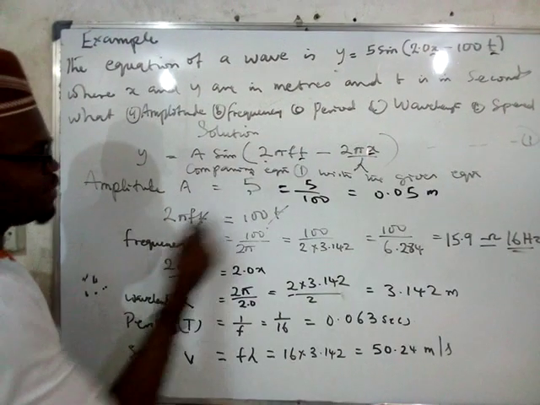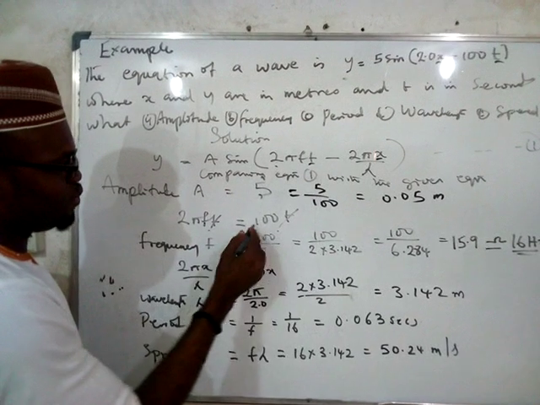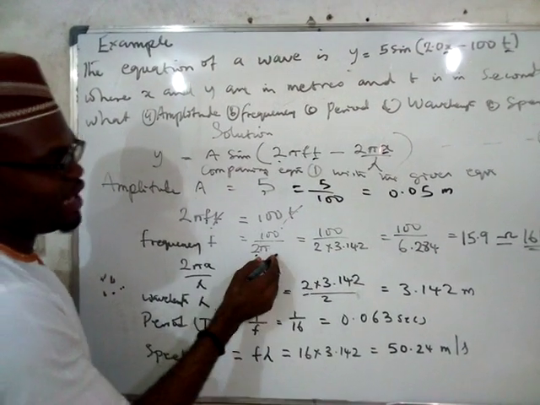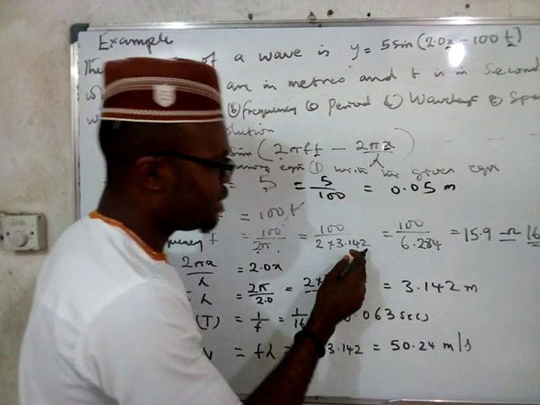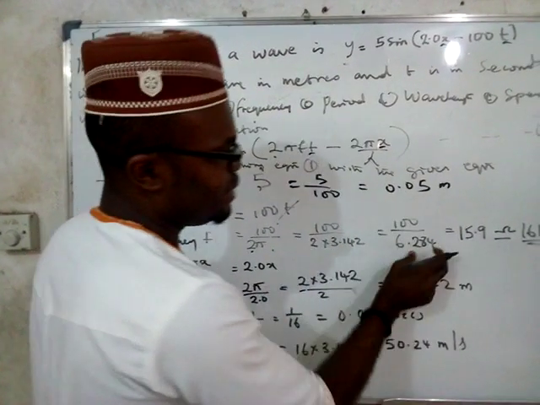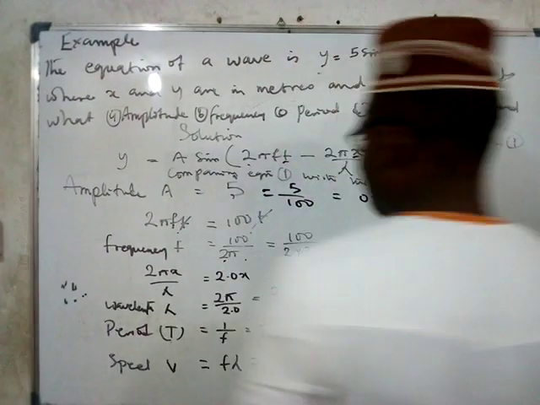Cancel t with t. Make f the subject of the formula. f will be equal to 100 all over 2π, and we know that 2π is 2 times 3.142. So 100 over this will give us 15.9, which is approximately 16 hertz. Is that clear?